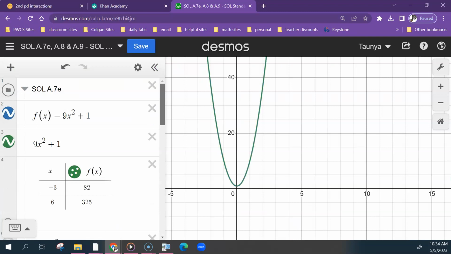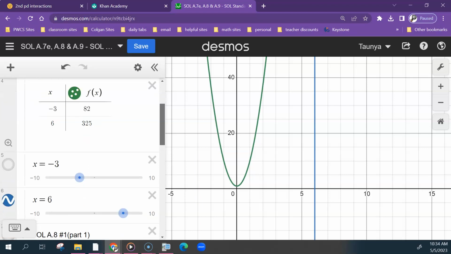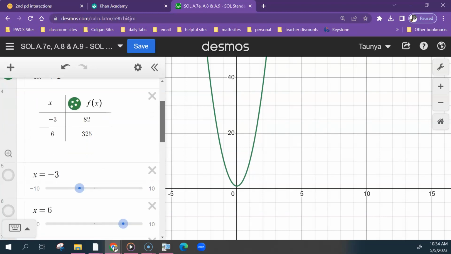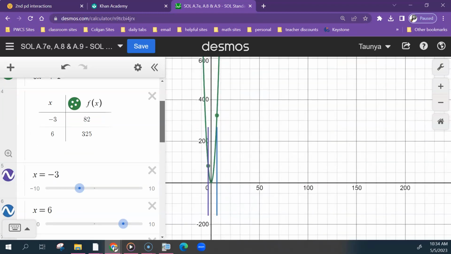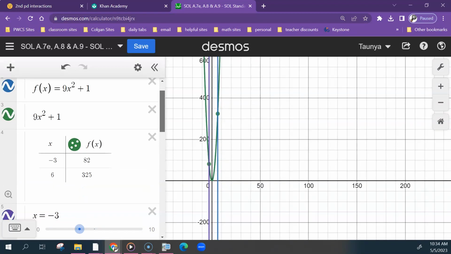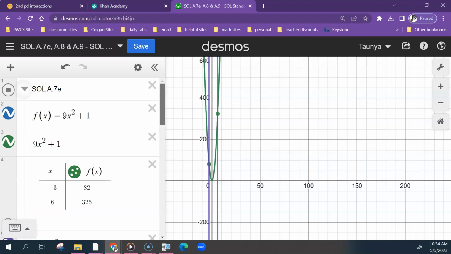Okay, so for 7E, you could have put in the function and then put in x equals -3, x equals 6, and found where they intersected, but you would have had to zoom out a lot. You could have also put in the function, made it a table, changed the x values to -3 and 6, and you would have also gotten those y values, since it was looking for a range and you had the domain values. Questions on that one?